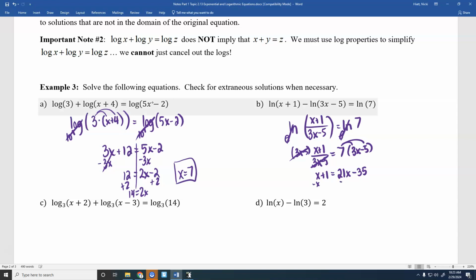We'll subtract that x. 1 equals 20x minus 35. We'll add 35. 36 equals 20x. We'll divide by 20. So x will equal 36 over 20. What goes into that? 4 goes into both of those, right? Is there anything bigger? I don't think so. So divide the top by 4, I'll get 9. Divide the bottom by 4, I get 5. So I get 9/5.